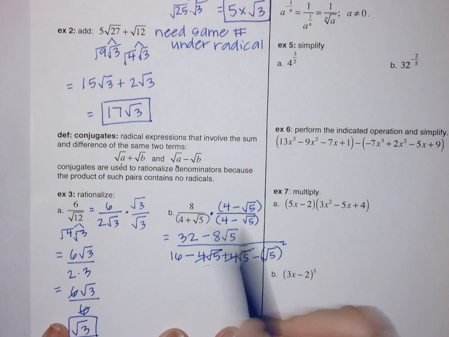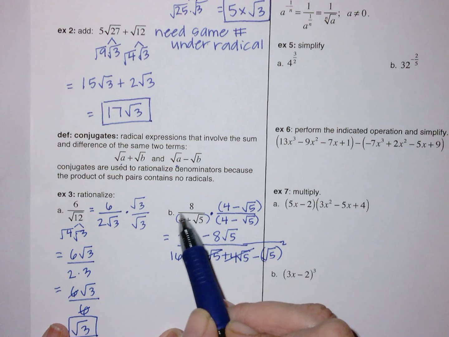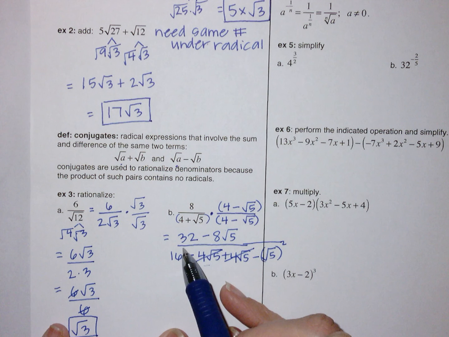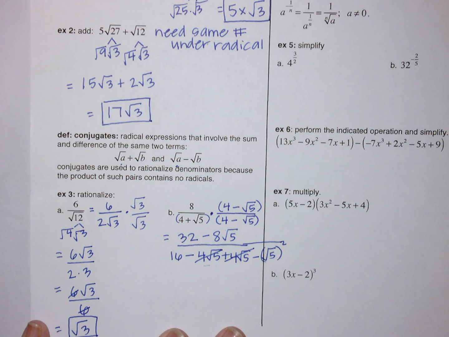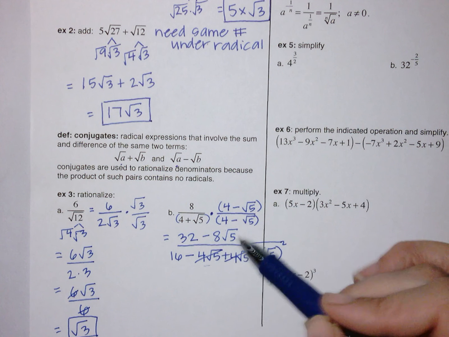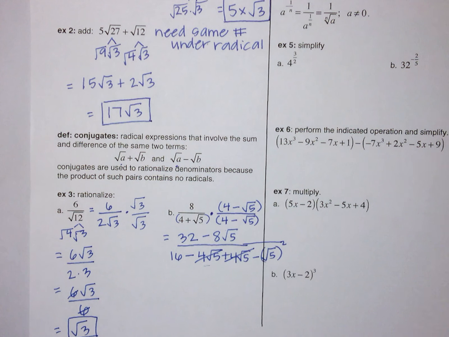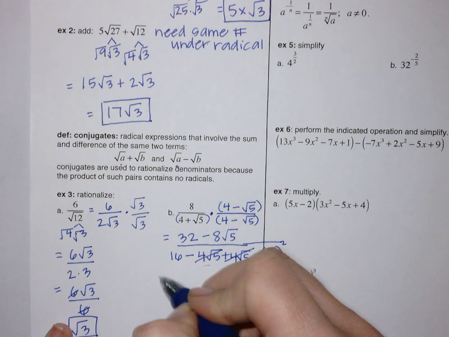When you start getting the hang of conjugates, you can just go 4 times 4 is 16, and square root 5 and square root 5 would just be 5. We'll get into that in a second. But you won't even have to multiply by foiling. You'll recognize the pattern and just go from there.